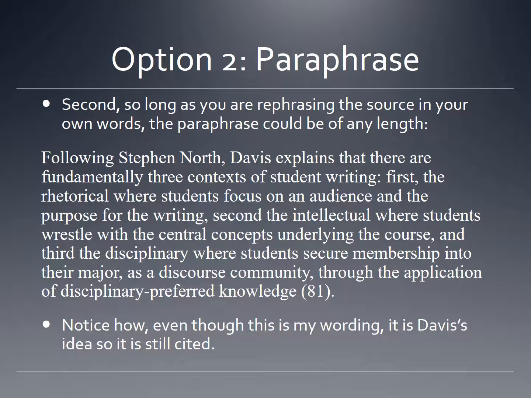Following Stephen North, Davis explains that there are fundamentally 3 contexts of student writing. First, the rhetorical, where students focus on the audience and the purpose of the writing. Second, the intellectual, where students wrestle with the central concepts underlying the course. And third, the disciplinary, where the students secure membership in their major as a discourse community through the application of disciplinary preferred knowledge. That's me. That is totally the way I talk and the way I write. But it's still encapsulating what Davis is saying. It's my paraphrase. However, notice that even though it's my wording, I still got to give Davis the credit for it.